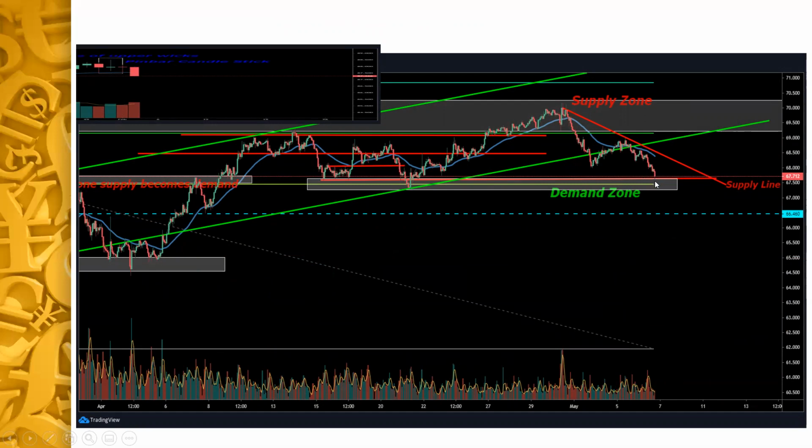We see price came right down, gave us a nice wick, starting to show rejection at the demand zone. We take the trade long. As you guys know from the previous example, it broke through, pushed us all the way back up for a couple of hundred pips.